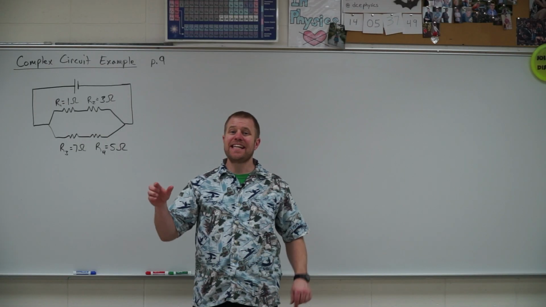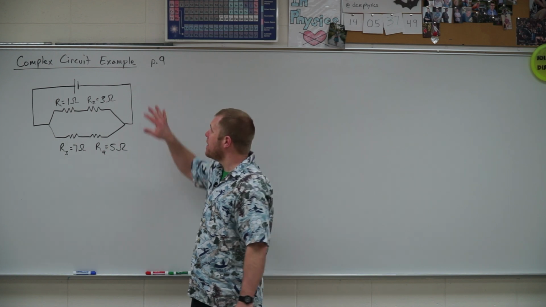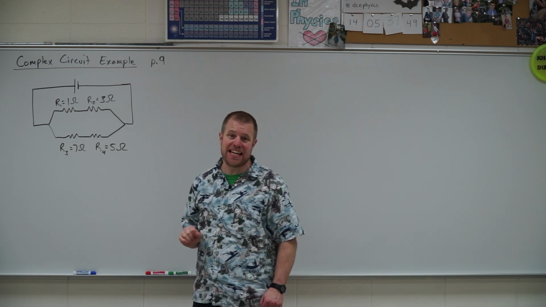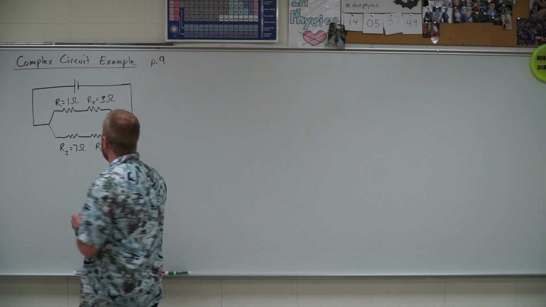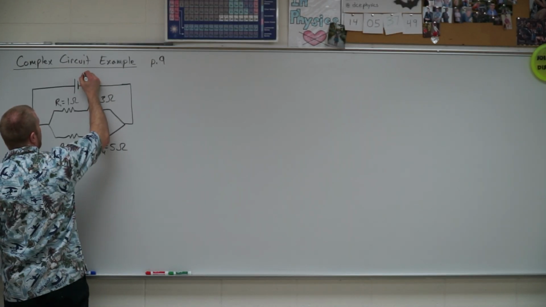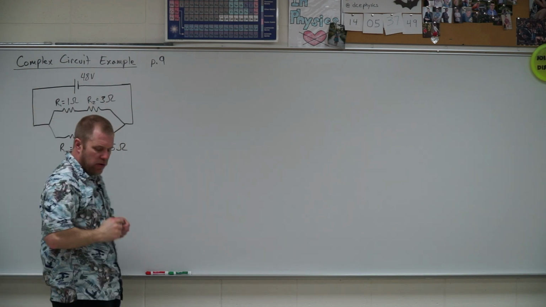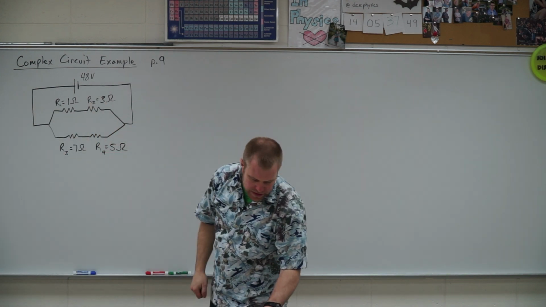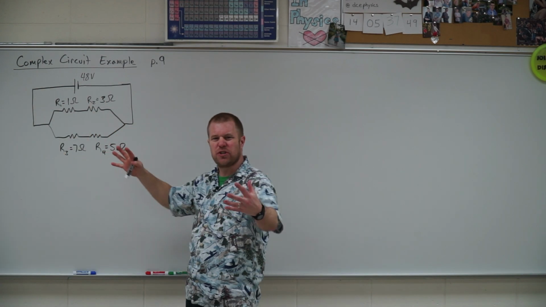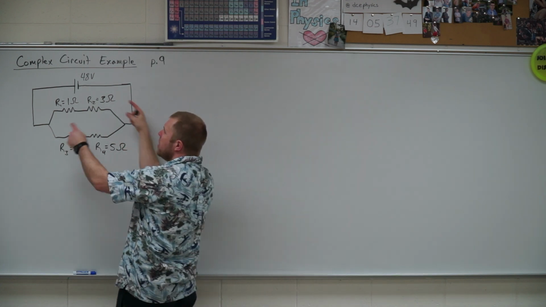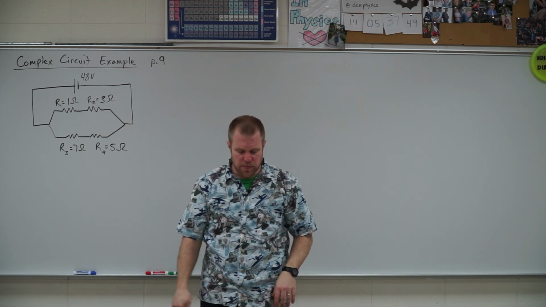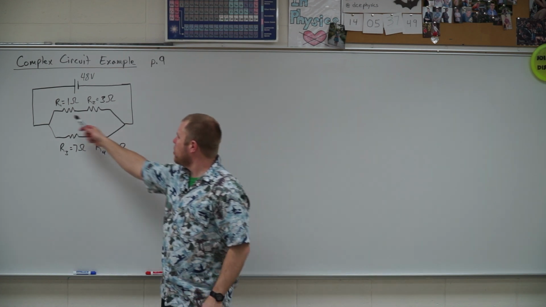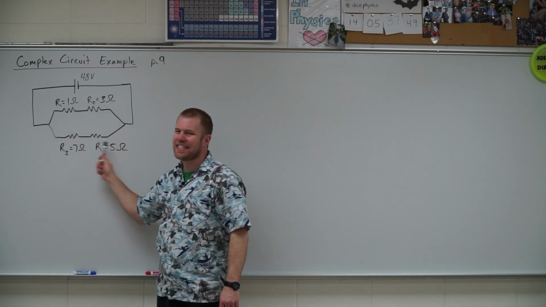All right, we're going to be looking at the first example on the complex circuits, page 9 of the packet. We're going to take this circuit and solve for some stuff. 48 volts of power is going through this, and it wants us to find the equivalent resistance. It just wants me to basically figure out, if this was a single resistor, what would that resistor be? And it also wants me to find the current flowing through each resistor.